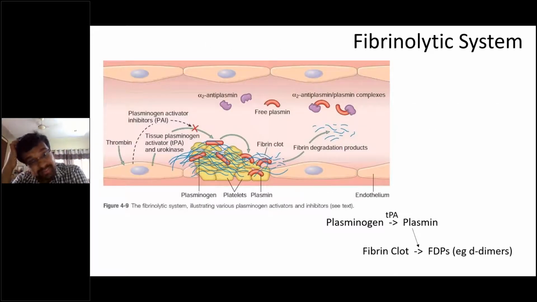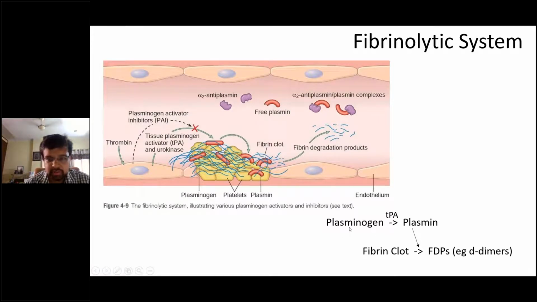So coming to the fibrinolytic system, this yellow thing is the strand. These are the fibrin clot. We have something known as the plasminogen. This plasminogen gets activated with the help of the tissue plasminogen activator, TPA. Once activated, it forms plasmin. Now this plasmin degrades the fibrin clot, forming something known as the fibrin degradation products. So this summary is given here.